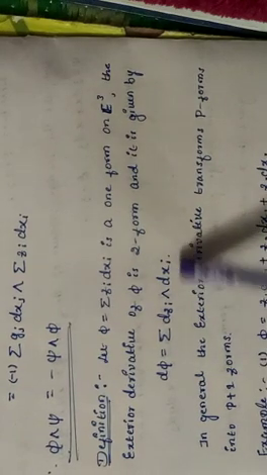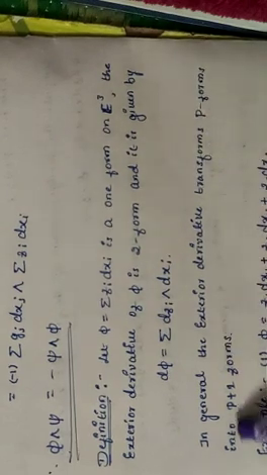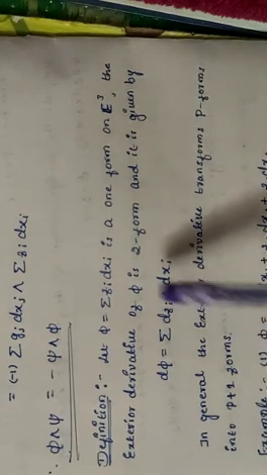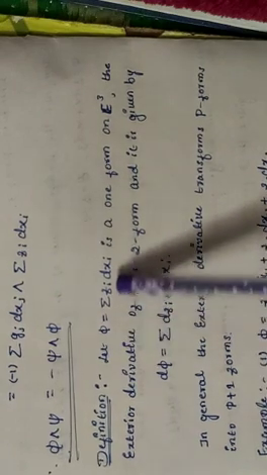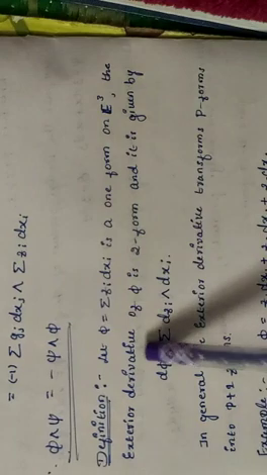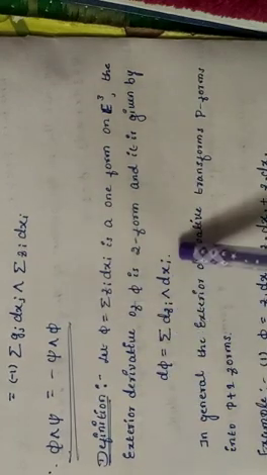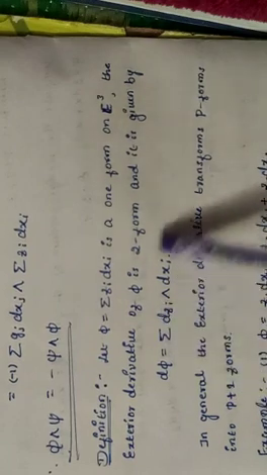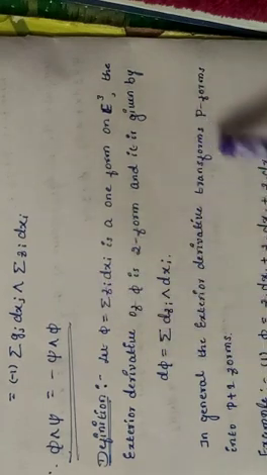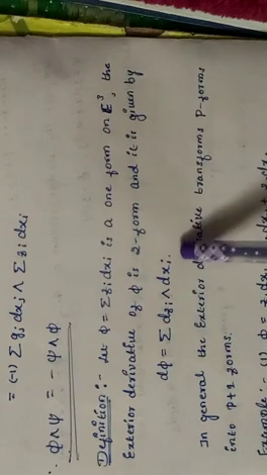Look here, in general the exterior derivative transforms p forms into p plus 1 forms. Observe here. So in this definition we consider pi as a 1 form. After applying the exterior derivative we get d pi as a 2 form. Okay, so this means that the exterior derivative transforms p forms into p plus 1 forms.